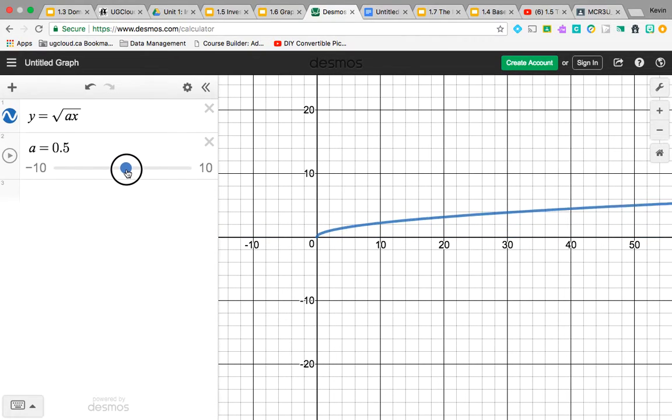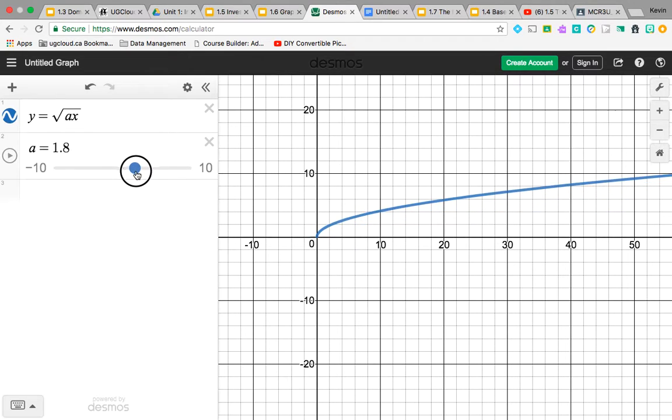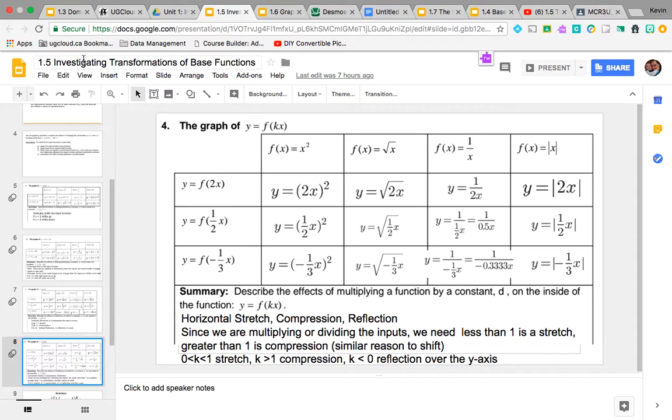This one's a bit opposite of what you'd expect, or what the verticals do, because a half right now is horizontally stretching it out. It's doubling all the x values versus halving them. And a 2, it's horizontally compressing it. And so it's actually the opposite of what you would think. And the reason why is because those inputs are being multiplied by a factor before they go into the function.